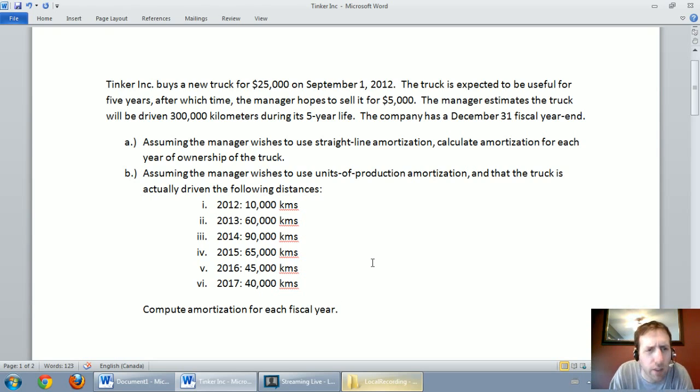So, rereading the question. It says Tinker Inc. buys a new truck for $25,000 on September 1st, 2012. The truck is expected to be useful for 5 years, after which time the manager hopes to sell it for $5,000. The manager estimates the truck will be driven 300,000 kilometers during its 5-year life. The company has a December 31st fiscal year end, and then it says, assuming the manager wishes to use the units of production amortization method, and that the truck is actually driven the following distances, compute amortization for each fiscal year. Alright, that's just what we're going to do.